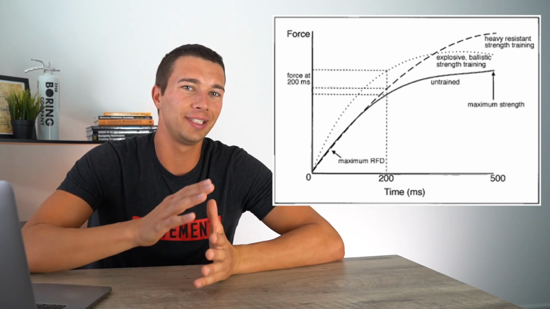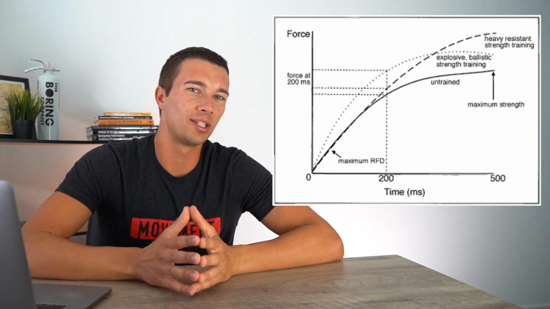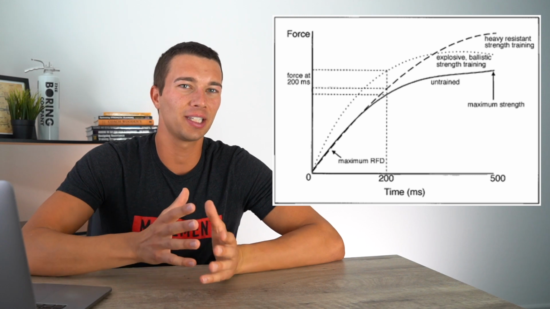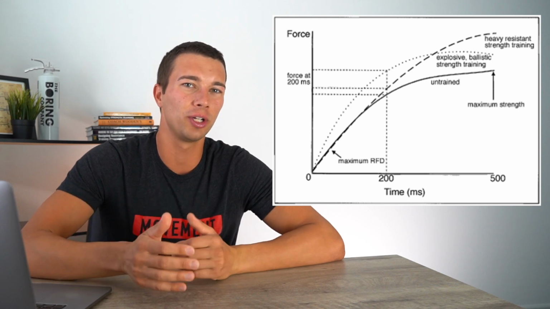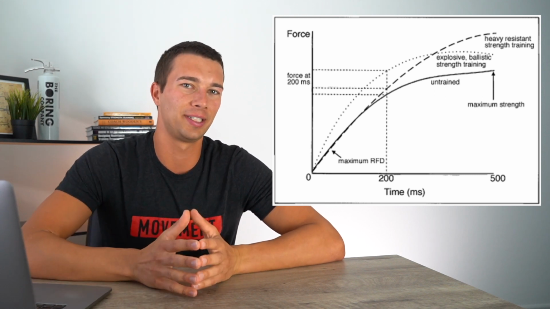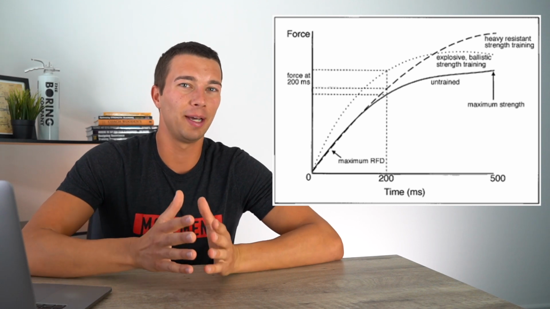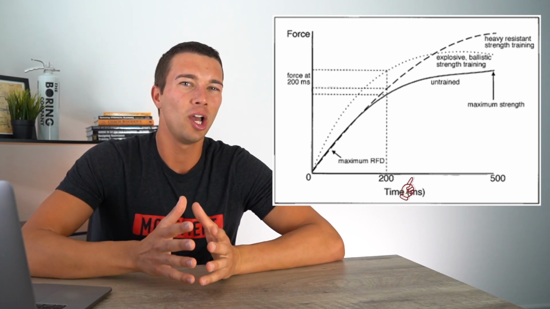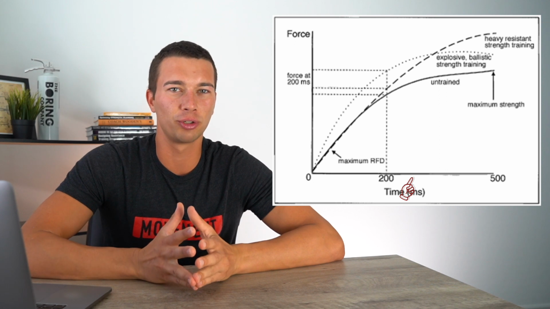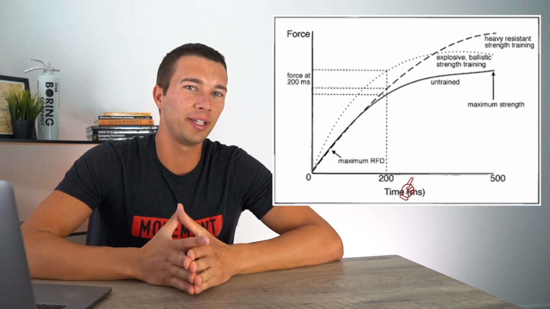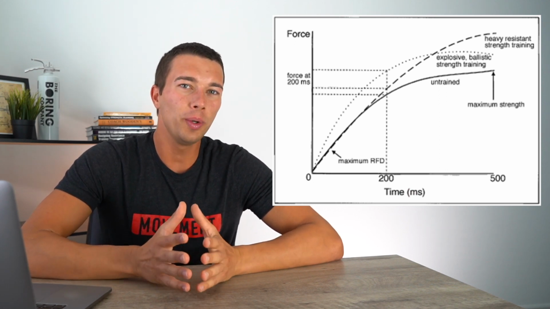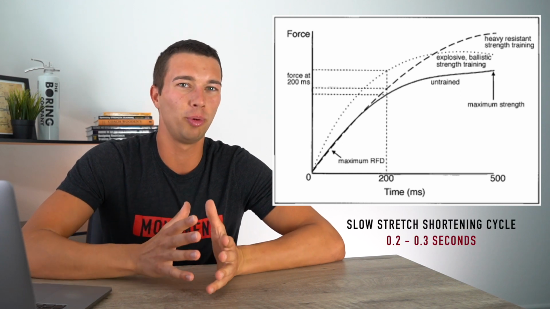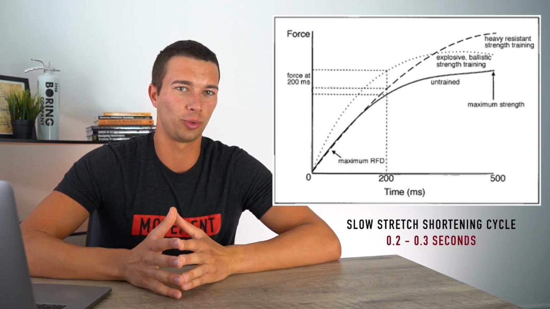Different exercises fall on different portions of this graph. At the top of the graph, we have 1 rep max, 3 rep max, 5 rep max type training, which is slow and grinding, and it even goes beyond half a second. Towards the middle of the graph, in that 0.2 to 0.3 seconds, we have a lot of agility work, change of direction drills, even a vertical jump is around that 0.2 to 0.3 seconds. We would consider that range of 0.2 to 0.3 seconds the slow stretch shortening cycle.